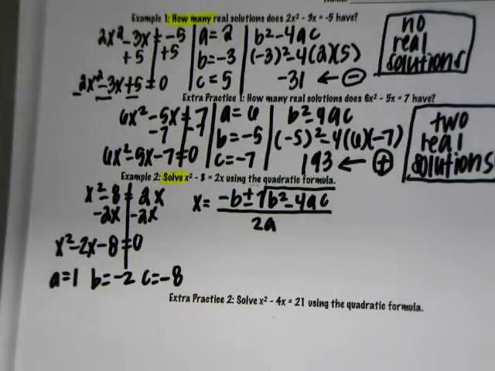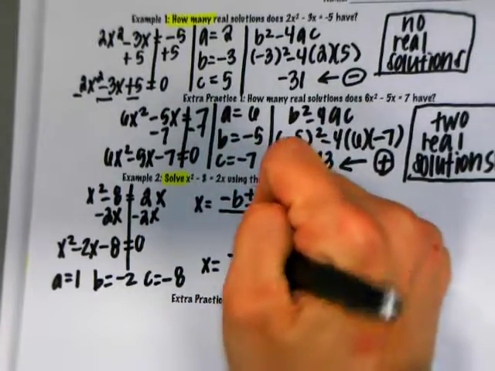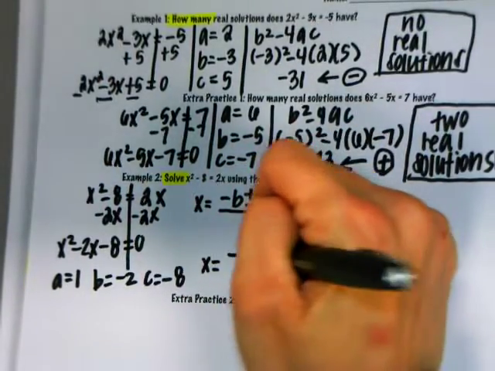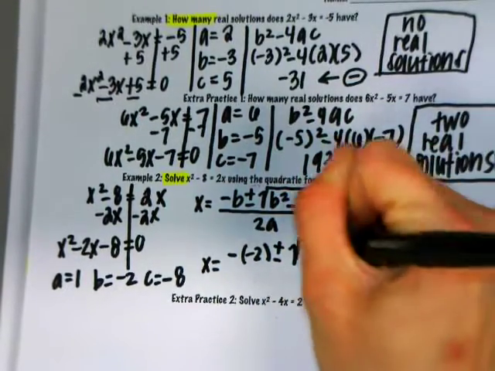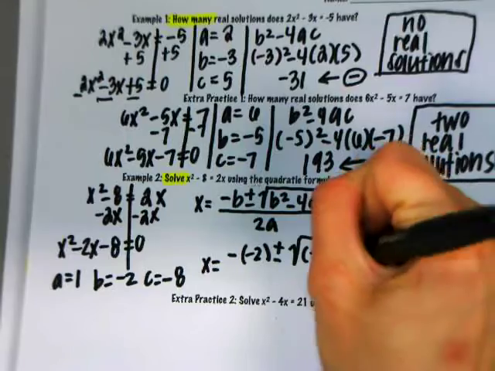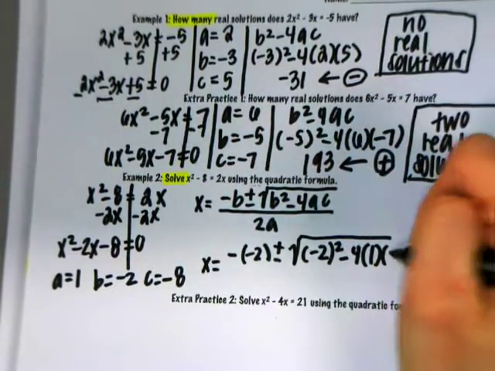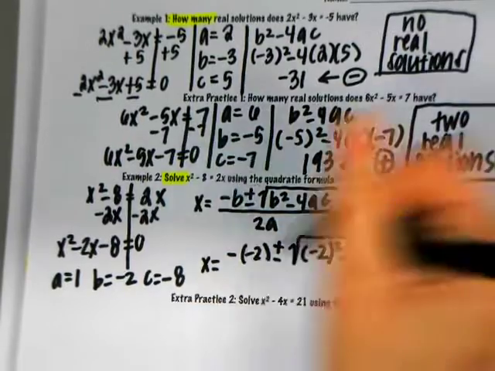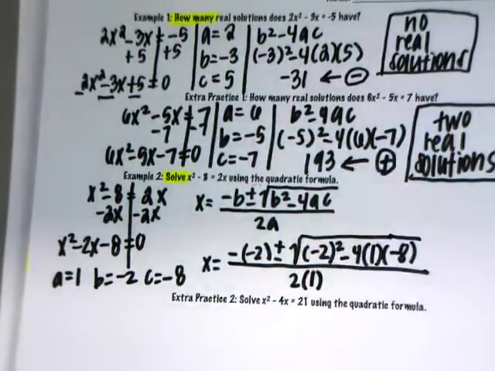All right, so go ahead and throw everything in parentheses. So x equals negative negative 2 plus or minus the square root of negative 2 squared minus 4 times 1 times negative 8 all over 2 times 1.